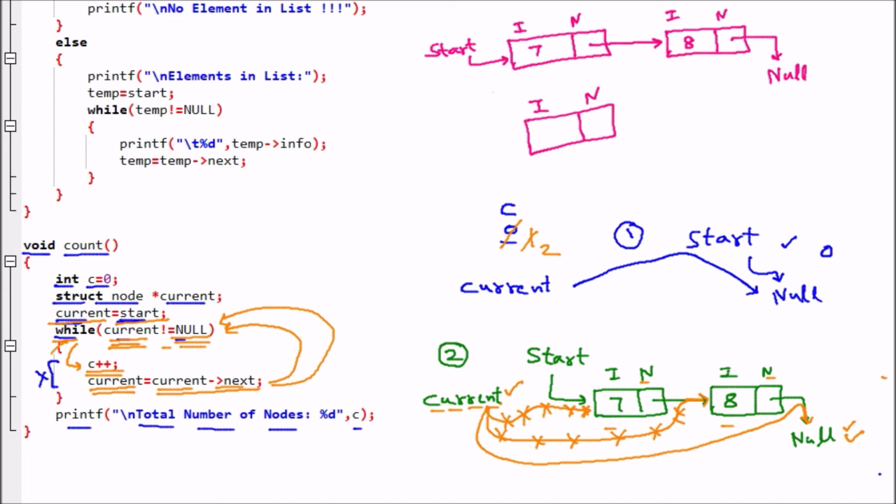So it will come out afterward and display printf with \n for the new line: Total number of nodes, %d, C. So here the number of nodes is 2. Yes, the answer on the screen is 2. So node 1 and node 2 are the nodes available. In this program we have learned how to insert, delete, display and count the nodes in the linked list. And now we are going to run this program.